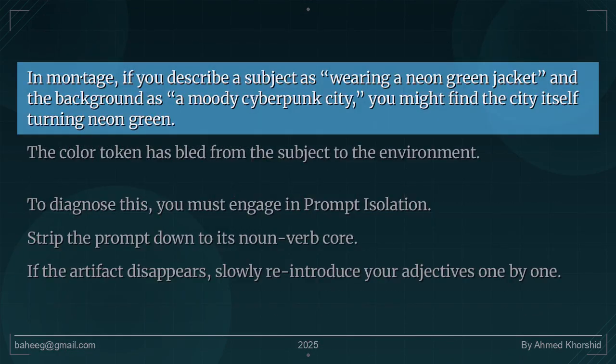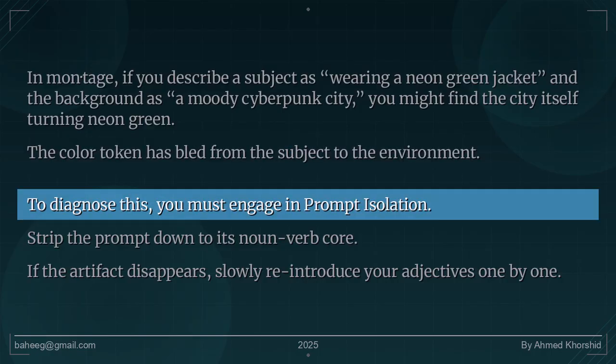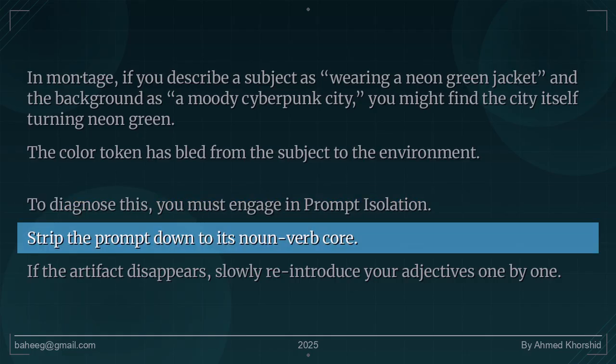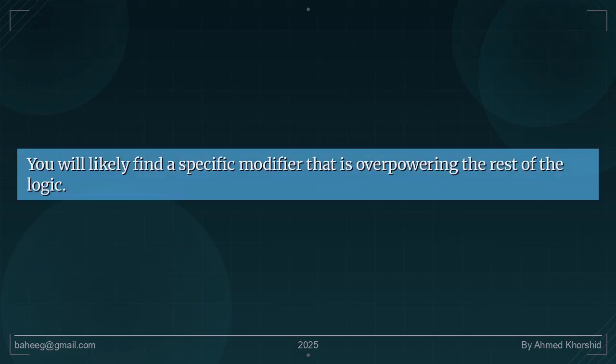In Montage, if you describe a subject as wearing a neon green jacket and the background as a moody cyberpunk city, you might find the city itself turning neon green. The color token has bled from the subject to the environment. To diagnose this, you must engage in prompt isolation. Strip the prompt down to its noun-verb core. If the artifact disappears, slowly reintroduce your adjectives one by one. You will likely find a specific modifier that is overpowering the rest of the logic.